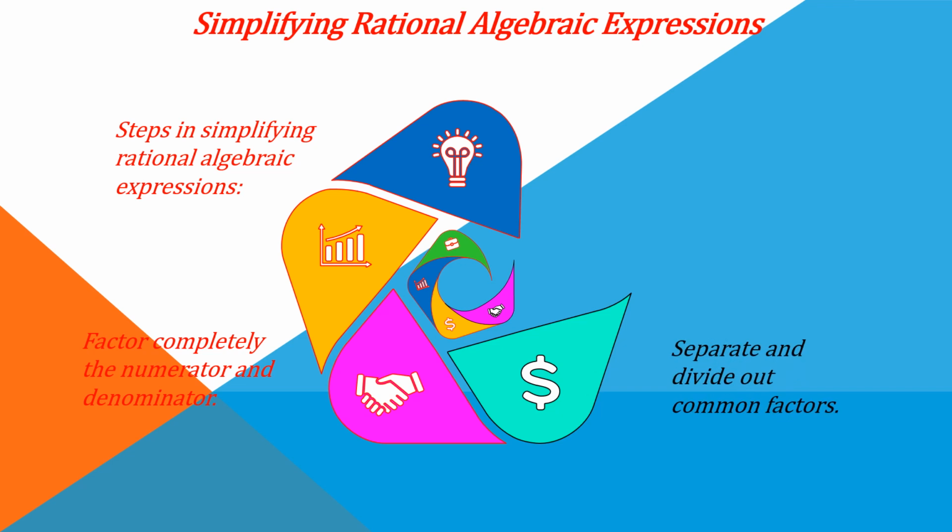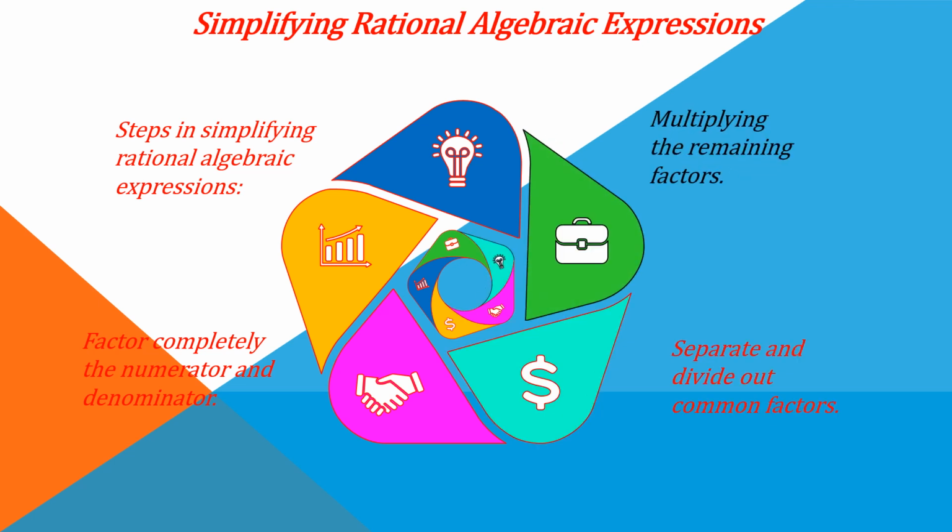Step 2: Separate and divide out common factors. This is what I am telling you. We can separate and divide out common factors so that the expression will become simplified and easy to work with. And the last step, multiply the remaining factors.